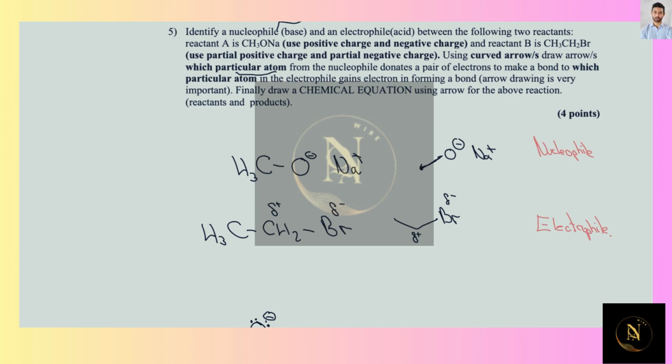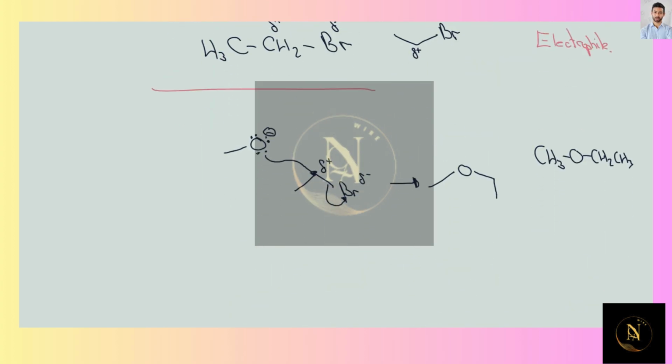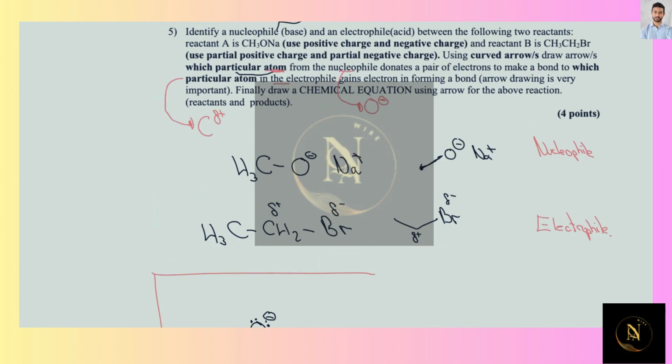So the answers over here would be which particular atom from the nucleophile donates a pair of electrons. This would correspond to the oxygen atom with a negative charge, to make a bond to which particular atom in the electrophile. The particular atom would be the carbon atom that has a partial positive charge, as you see from our curved arrow mechanism drawn here. Of course, over here, one of the byproducts would be Br minus, but in this case, it really doesn't matter.